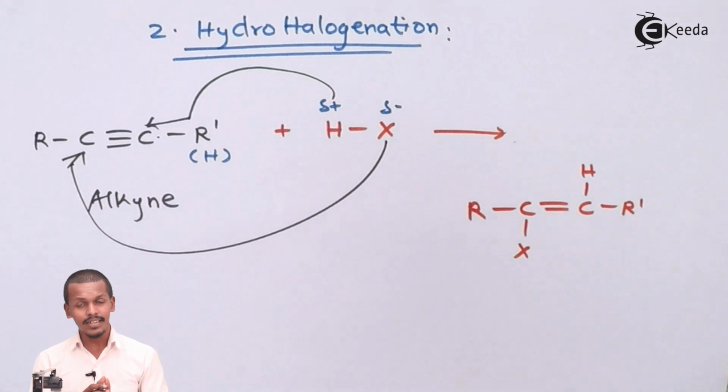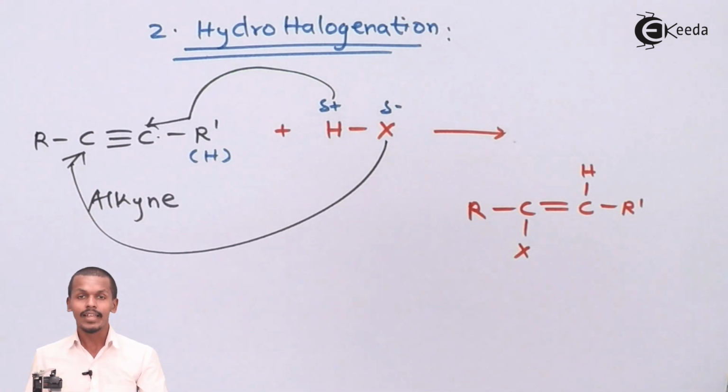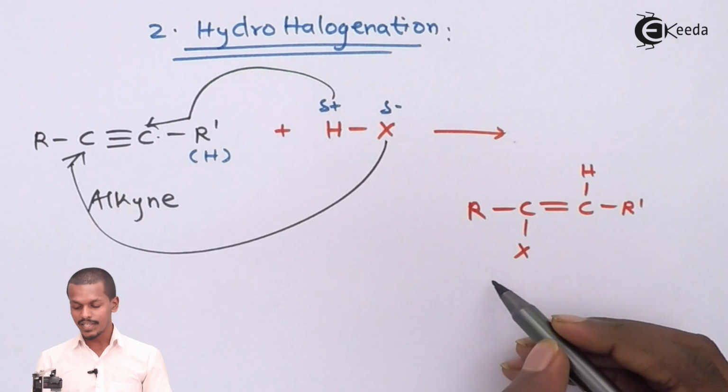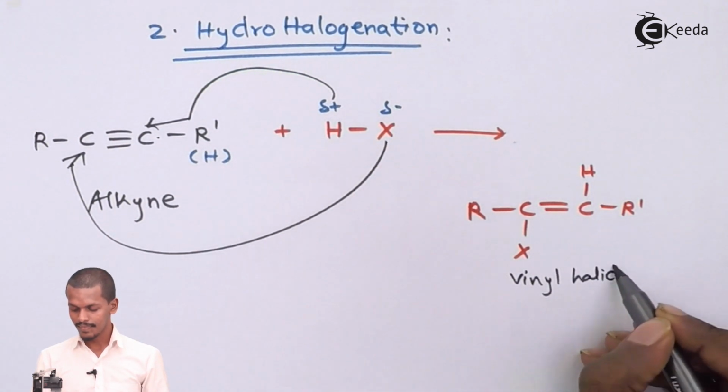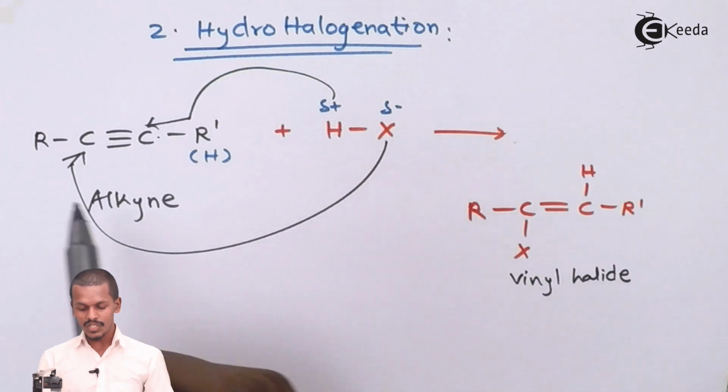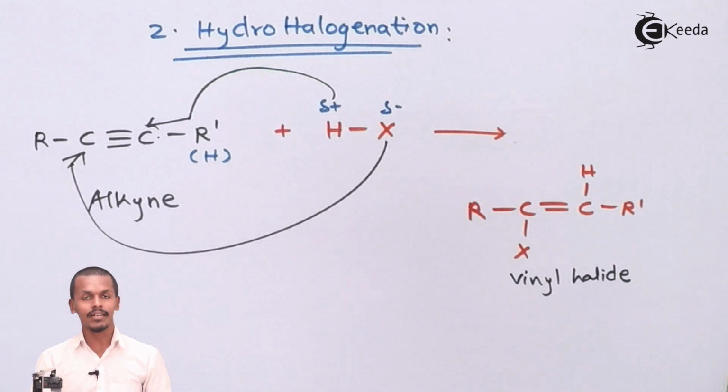So that's why the name of this kind of reaction is hydrohalogenation. And this kind of product that we get is known as a vinyl halide. Suppose this R is a hydrogen atom, then it could be called a vinyl halide. So now let us move on with its example.